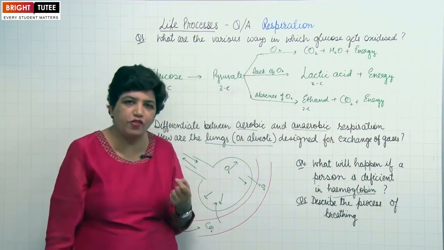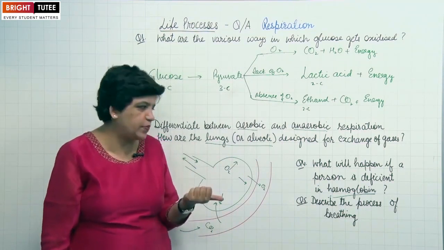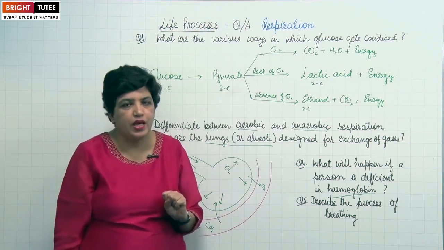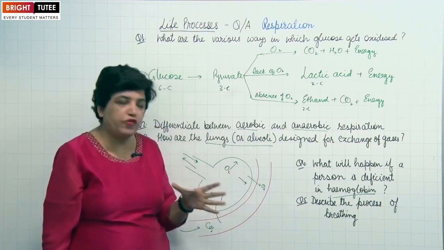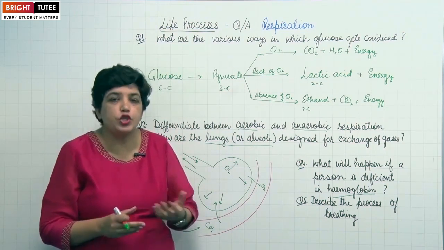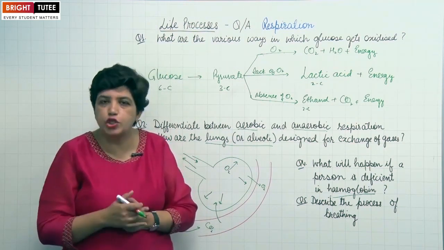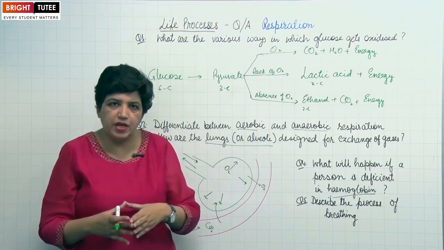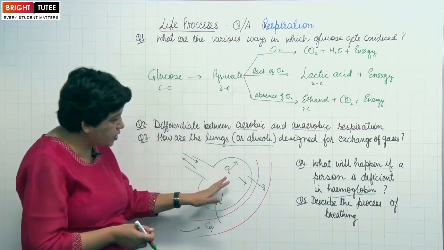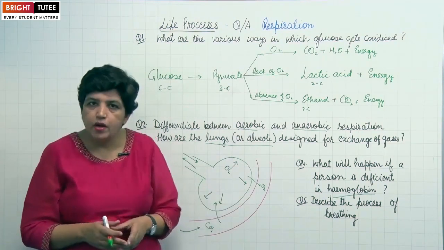Hemoglobin is a component of blood. It is present in RBCs and it is made from the mineral iron. Now, what if the person is deficient in hemoglobin? This condition is called anemia. If a child does not take a diet which is rich in iron, it will lead to anemia, when hemoglobin content decreases.